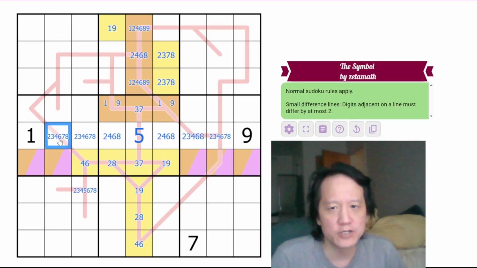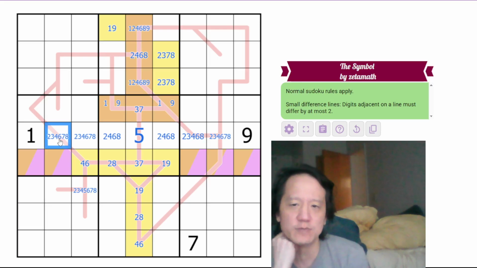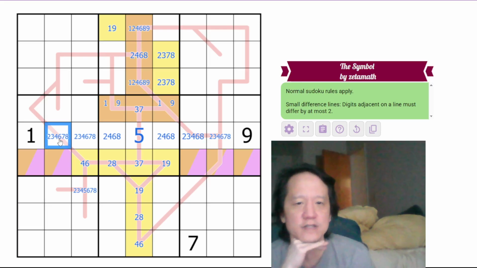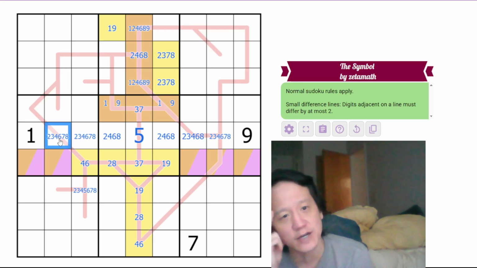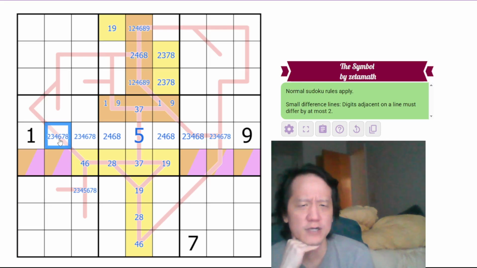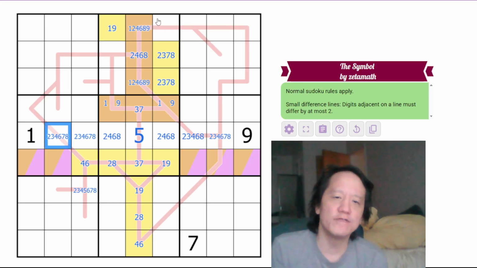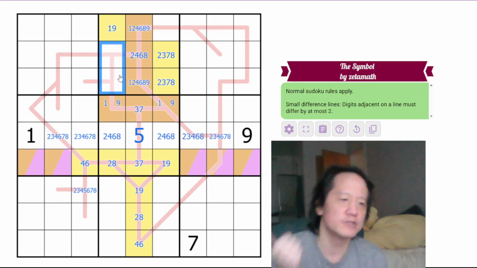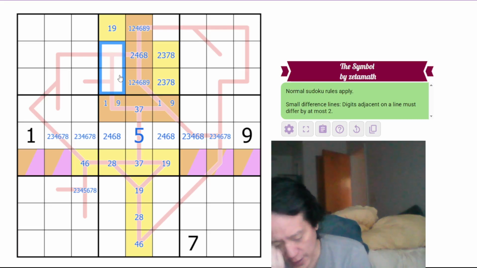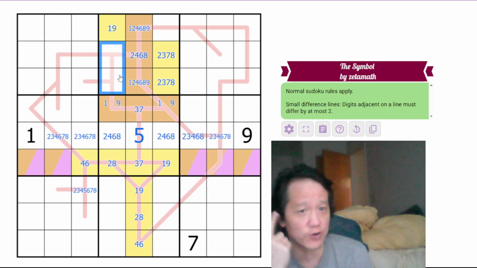What else do we know about this? This is actually very interesting. I've never done the small difference lines, and it's definitely very, very different logic behind it. And nothing very similar to what I've done before. So one of these three is guaranteed to be yellow or orange, yellow 4, 6, or 5.